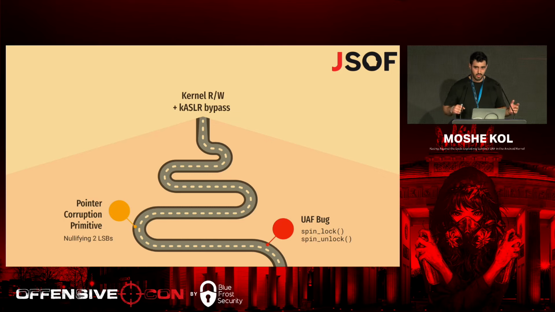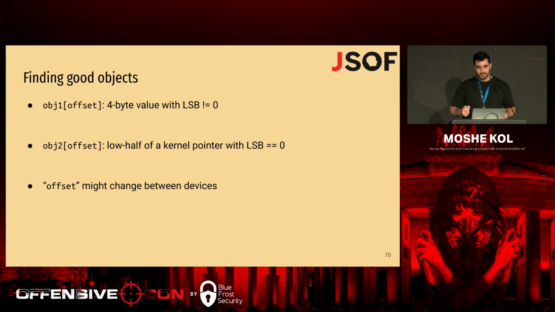So we have an idea for a pointer corruption primitive, but now we need to find some good objects to instantiate this primitive with. For the first object, we need to have at our specific offset a 4-byte value with only the least significant byte not 0. For the second object, we need to have a low half of a kernel pointer with least significant byte of 0. And further, we need to control the lifetime of this object. Remember that the offset changes between devices, so we don't want to be looking for different objects for every version. We want 2 objects to rule them all.